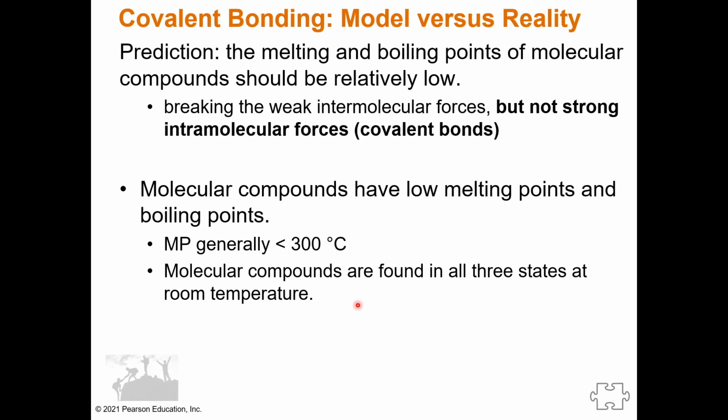So for example, carbon dioxide, the carbon has 2 double bonds to the oxygens. So that's a molecular compound. That is a gas at room temperature. H2O would be liquid. Sucrose would be solid. So we could see the 3 different states of matter at room temperature, but all 3 of those compounds are molecular compounds.